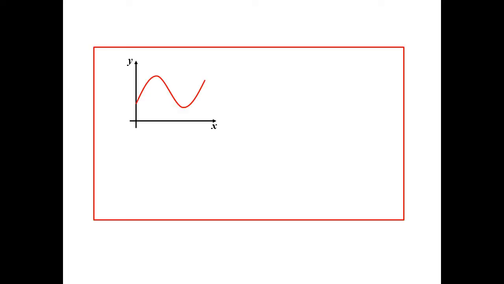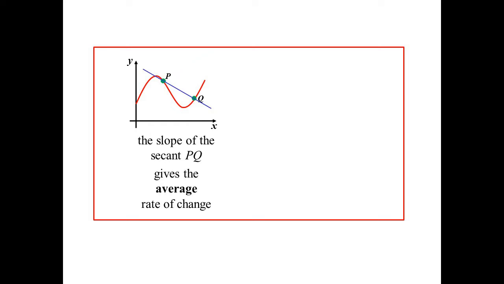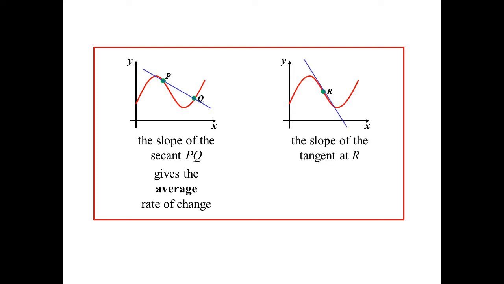If I was to draw a secant rather than a tangent, so here's a line that's going through P and Q, the slope of a secant will give me the average rate of change as our point moves from P to Q. As opposed to our derivative at any point, which gives us the instantaneous rate of change: what's happening at that exact moment in time.